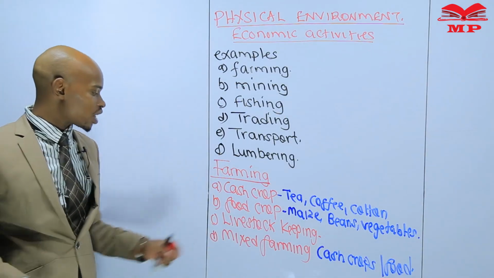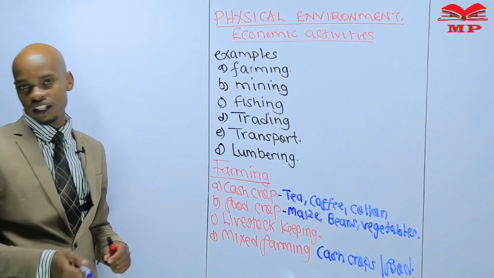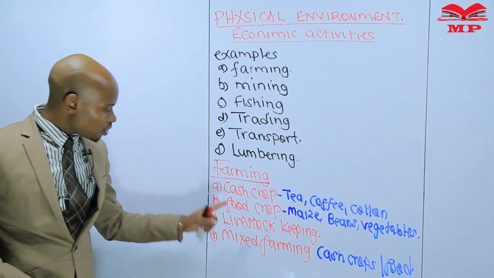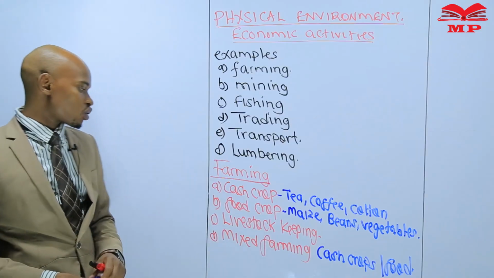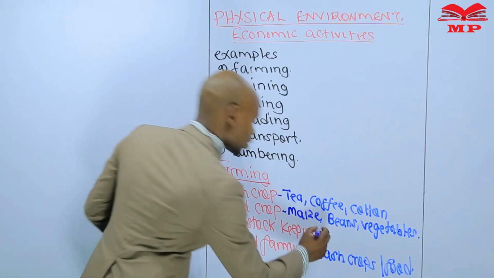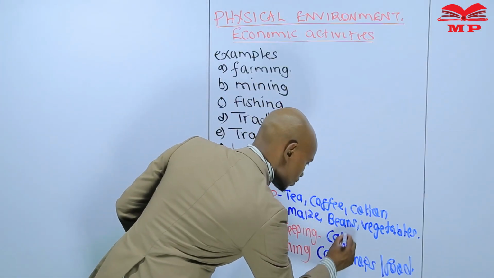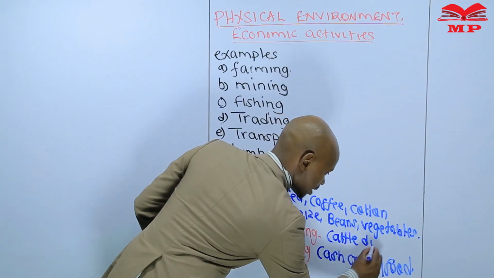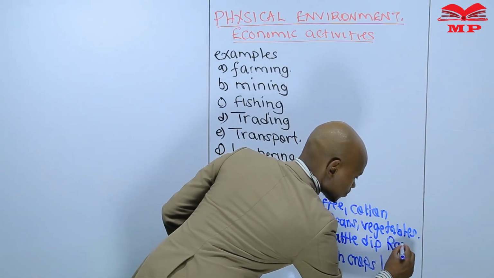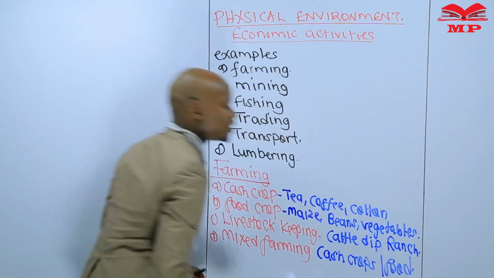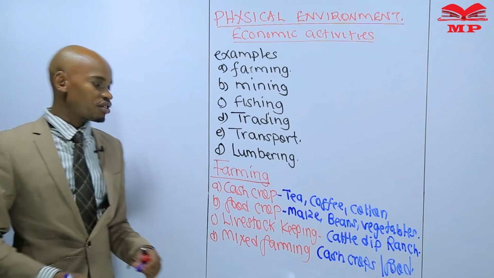Then livestock keeping. How will you know that they are keeping livestock in that area? It is specifically livestock farming, not food crop and not cash crop. There will be a cattle dip, for instance. A cattle ranch.